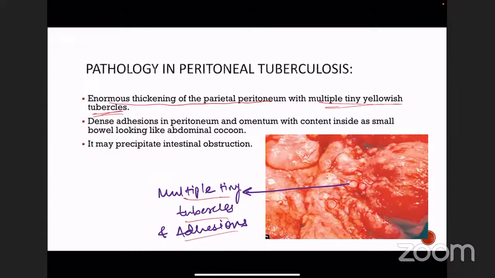It may precipitate intestinal obstruction. Obviously, as it is creating interbowel, mesenteric, peritoneal, and omental adhesions, it can cause an obstruction, or it can transmit an infection to the ileal region or any part of the bowel, leading to secondary stricture and obstruction.